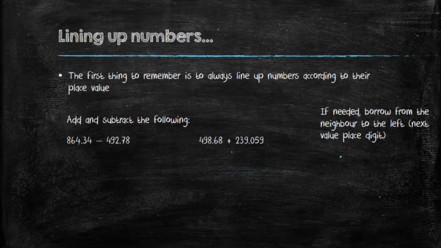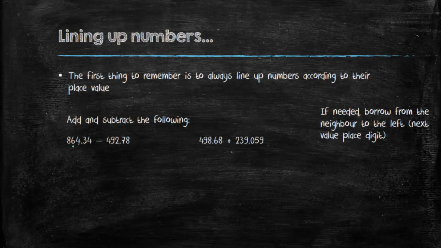Lining up numbers, that's the first thing that we need to understand and really appreciate when we're adding or subtracting decimal numbers. When I say lining up numbers, I'm referring to lining up the numbers according to their place value. So let's have a look here.